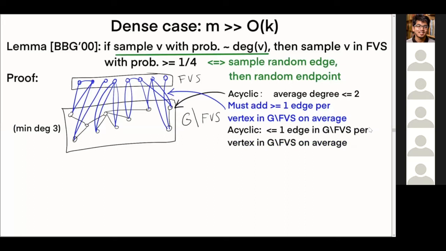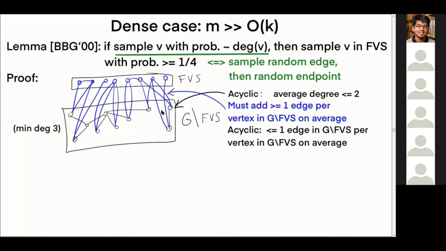Now, that's a lot of edges. That's good for us because again, we're sampling a random edge. So if we sample one of these blue edges, then with probability 1/2 we'll sample the feedback vertex set. So that's good. So the more blue edges, the better for us. How many blue edges do we actually have?